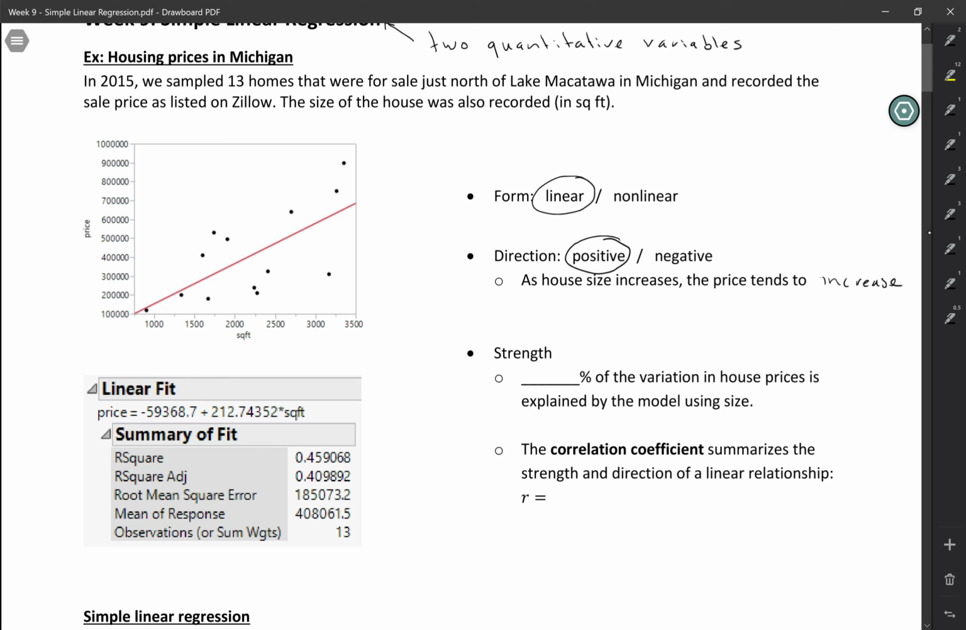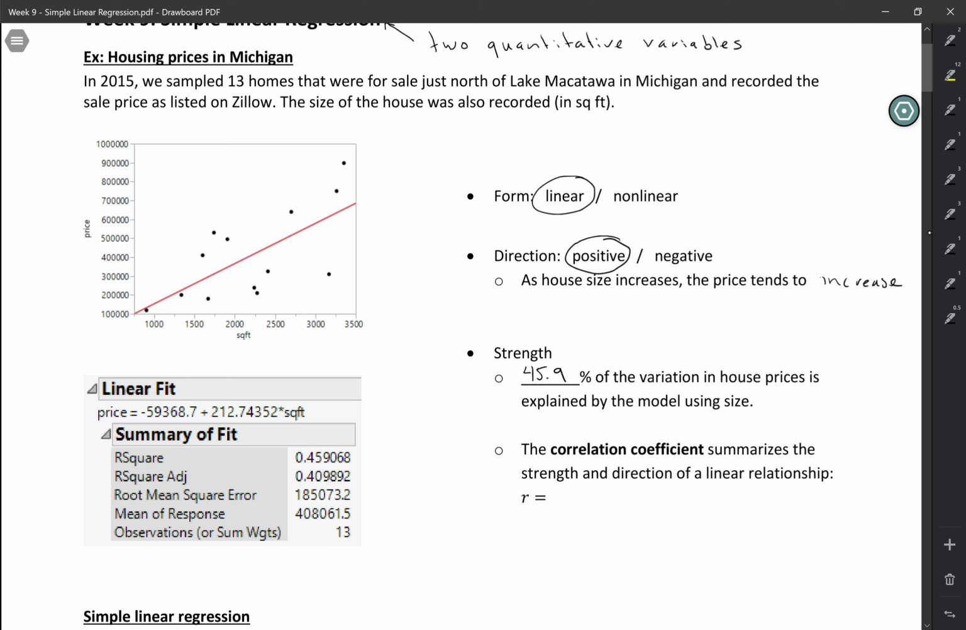For describing the strength of the relationship, that's basically how far the points fall from the line. There's a couple different ways that we can describe this. One is what we've talked about already. We can use R squared. We can see our R squared here is 0.459. So we could say 45.9% of the variation in house prices is explained by the model using size.